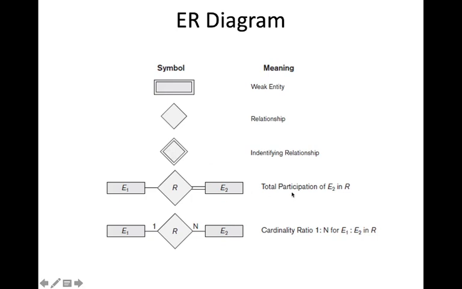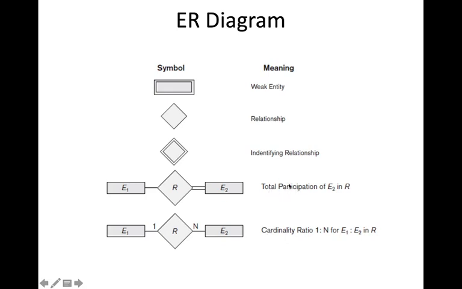Then we have already seen structural constraints. We have seen two types. One is cardinality ratio. To specify the cardinality ratio, we simply write it on the line. E1 specifies an entity type, E2 specifies another entity type, and R is the relationship between them. If it is 1 is to n, we specify 1 here and n here. If it is 1 is to 1, we specify 1 here and 1 here. And if it is m is to n, we specify m here and n here. That is how we specify the cardinality ratio.